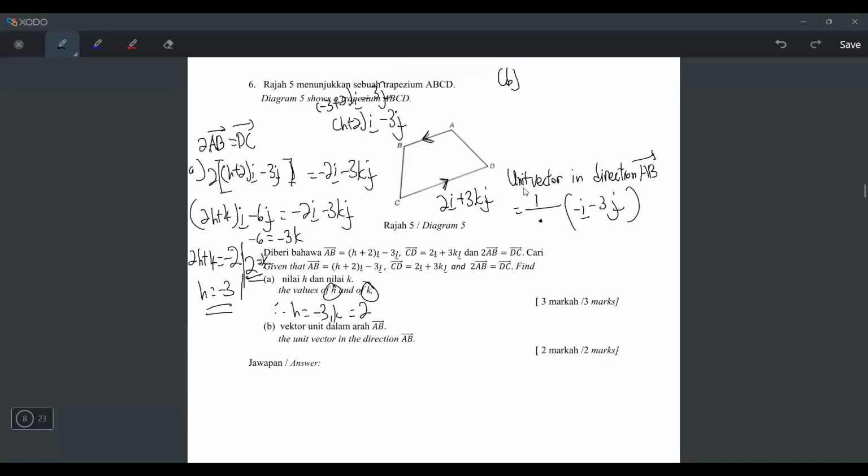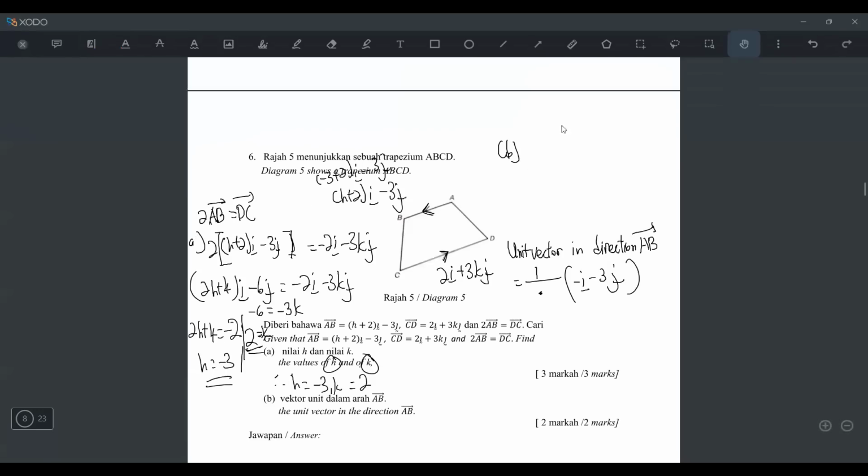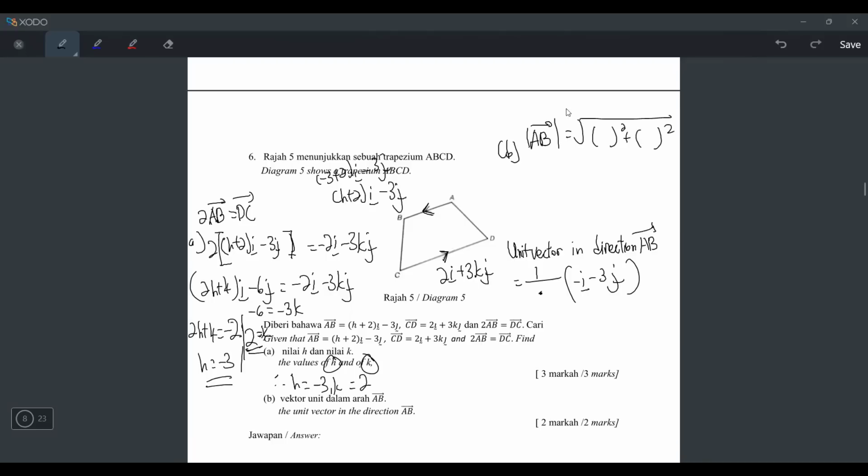Now we just need to find the magnitude. That is why I emptied out all this space, because I want to find the magnitude of AB. How do we find the magnitude of AB? We just take the square root of bracket square plus bracket square, and inside the brackets we put the numbers in front of i and j for vector AB. For vector AB, we already know it's negative i minus 3j. So the magnitude will be negative 1 squared plus negative 3 squared. Here is 1, 3 squared is 9, so it will be square root 10.